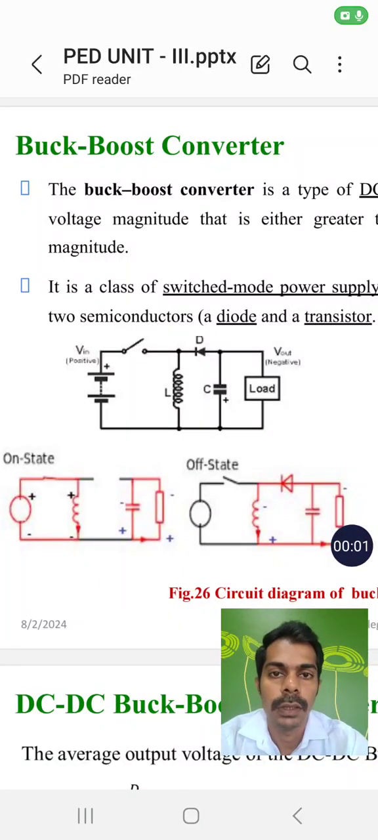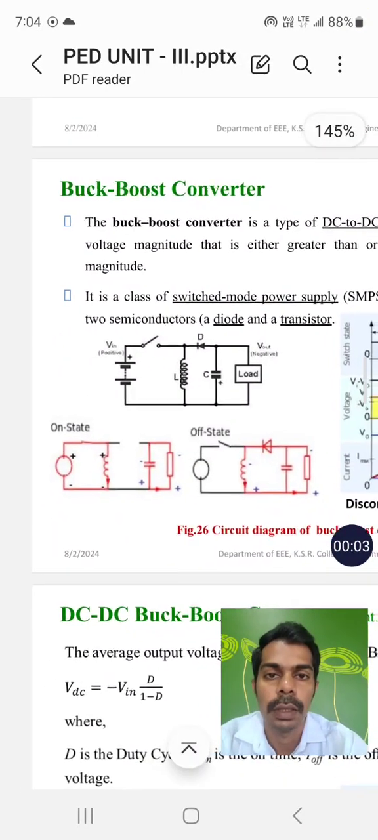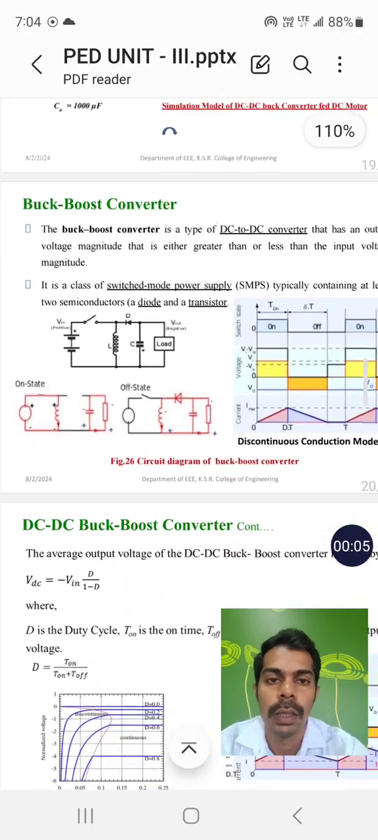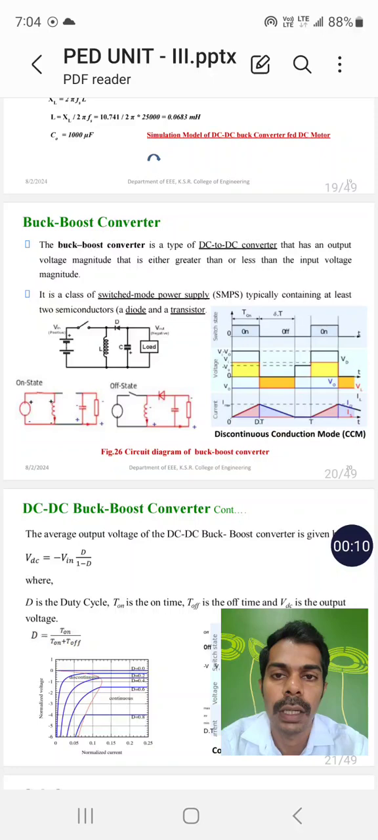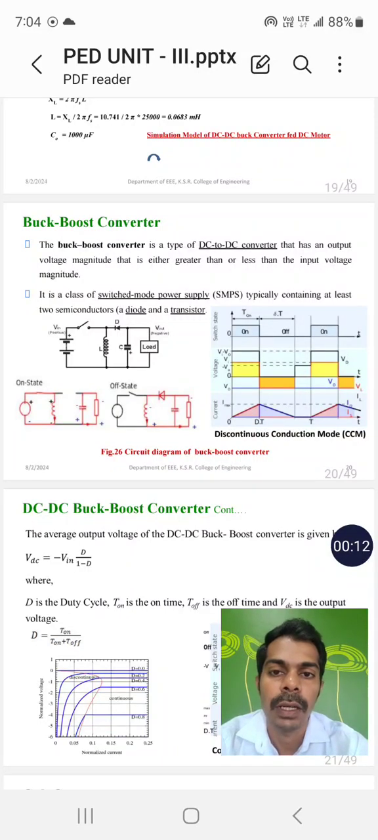Hi everyone, in this video we are going to see the buck boost converter. In converters we are using buck converter, boost converter, buck boost converter and also a Cuk converter.